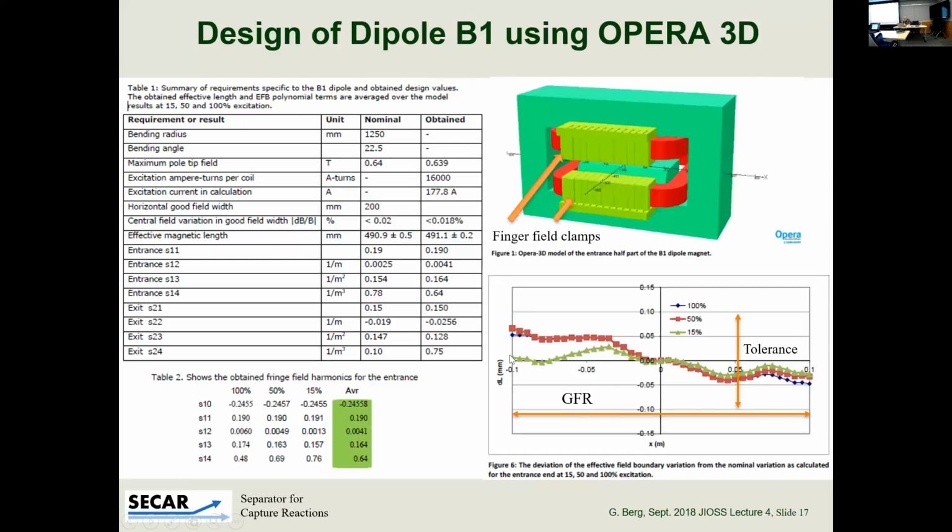Here you see the ideal field shape, and the tolerance we specified is plus minus 0.1 millimeter. Whatever he did, ultimately with these probes, he showed in the calculation that they are good enough to bring the good field region, shown here as plus minus 10 centimeter for this dipole 1, within the specifications. So that was in the design.